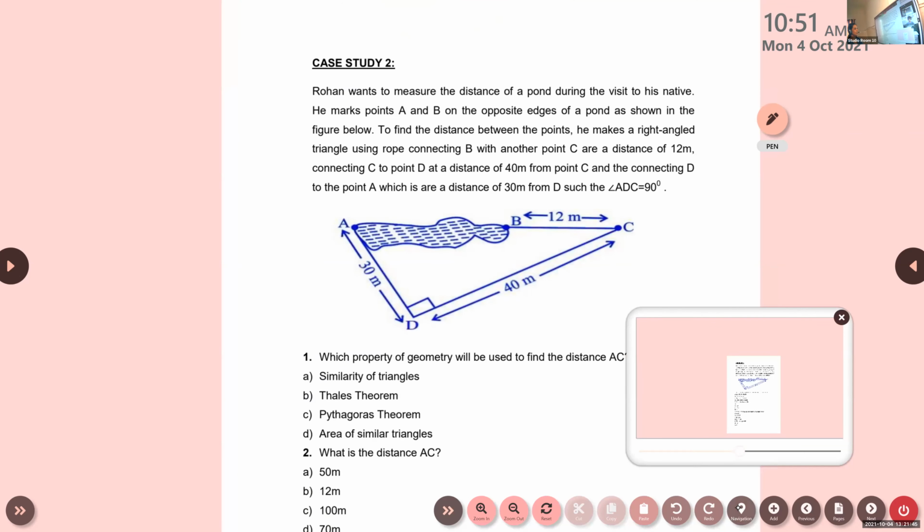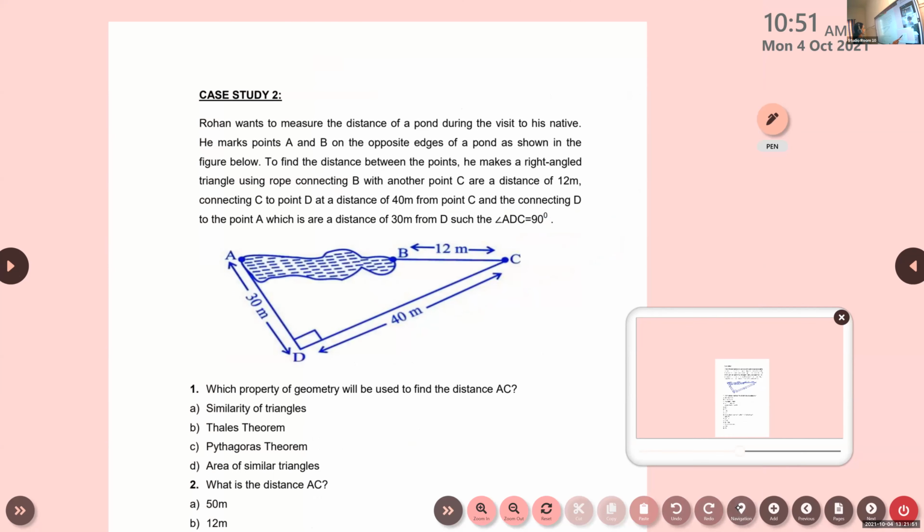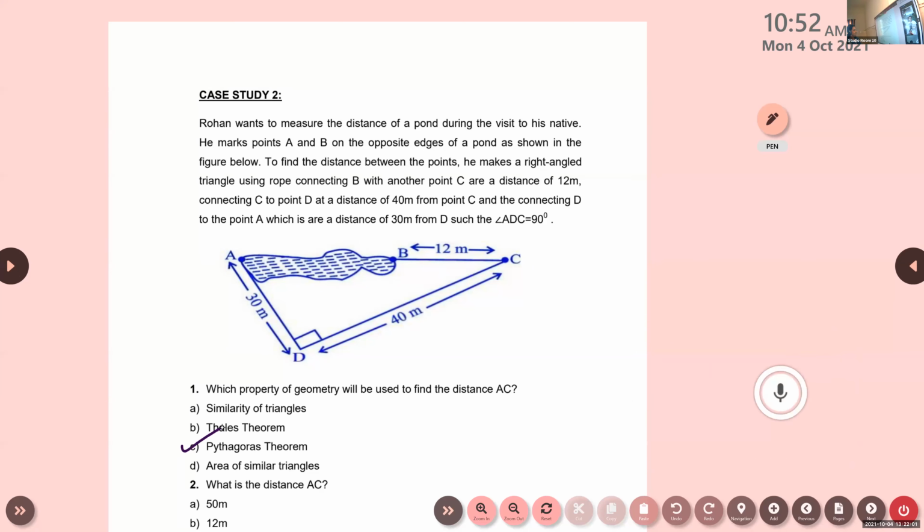Okay. So those are completed. Answer the first one. Which property is used here? Yes, it is the Pythagoras theorem. Then, second one, find the distance AC. Using Pythagoras theorem, find out what is AC.